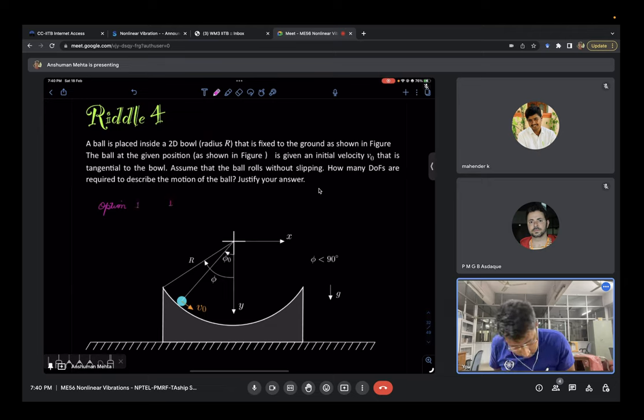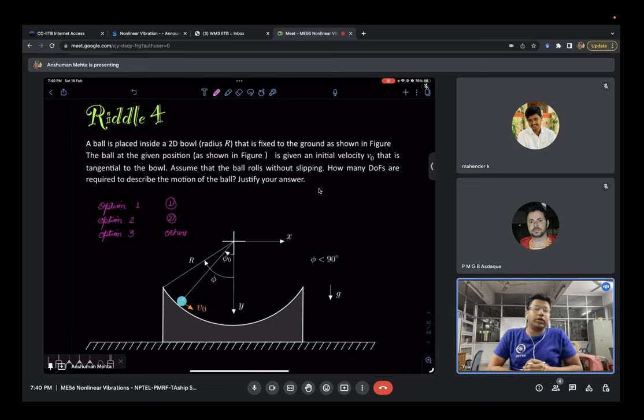So option 1 is 1. Option 2 is 2. Option 3 is others. Can you give the solution? Anyone who is online? Just 3 options. Option 1, option 2, option 3.